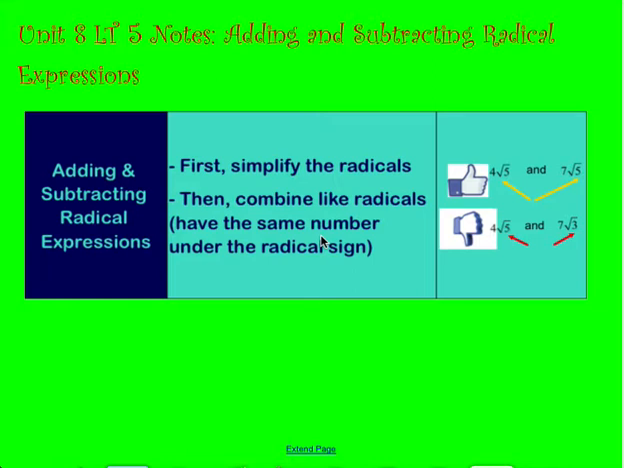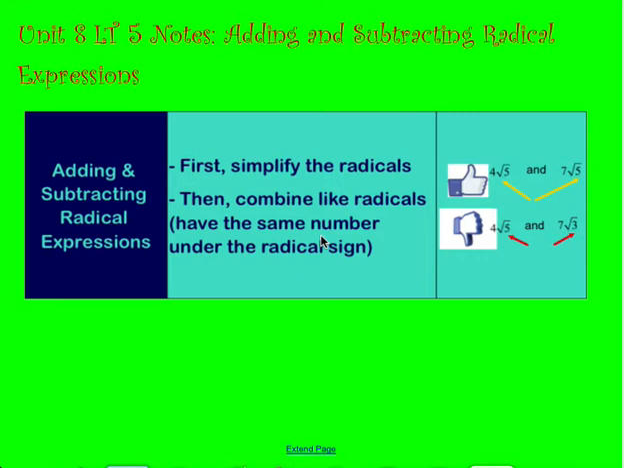So when you're adding and subtracting radical expressions, the first thing you want to do is simplify the radicals. So you want to make sure that you've taken out all your pairs and all of that is taken care of before you move on. Then you want to combine like radicals, which means you want to have the same number on the radical side.